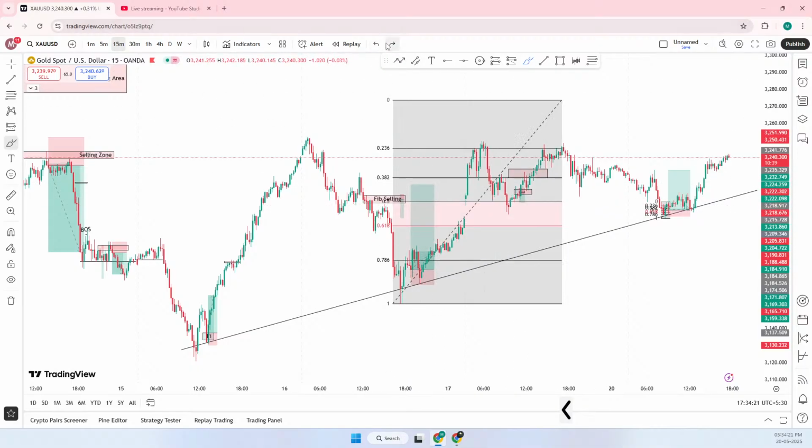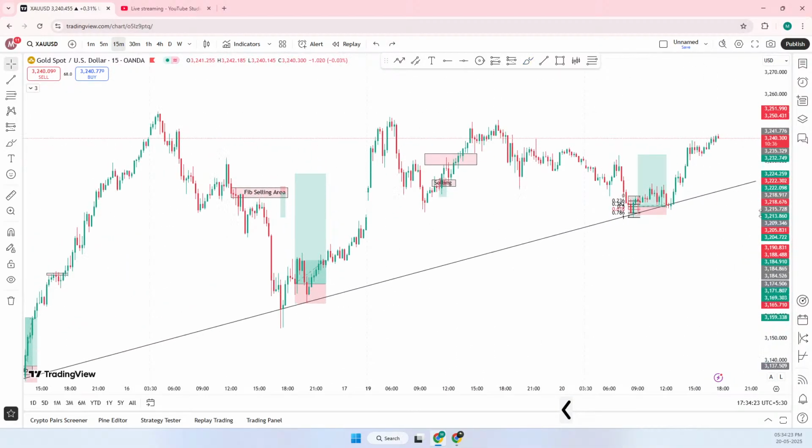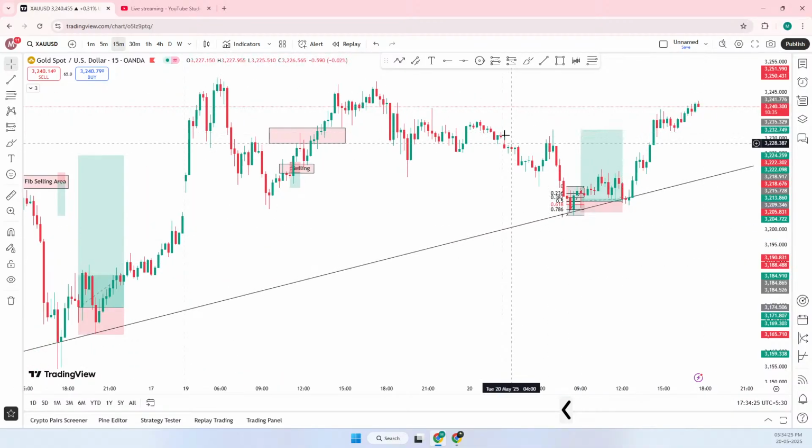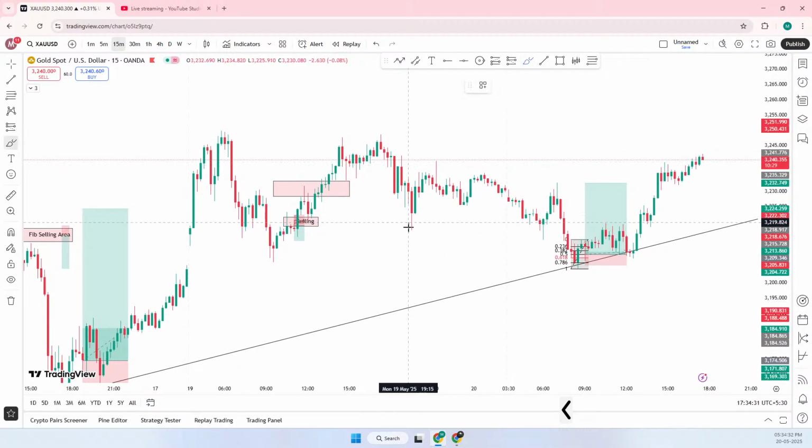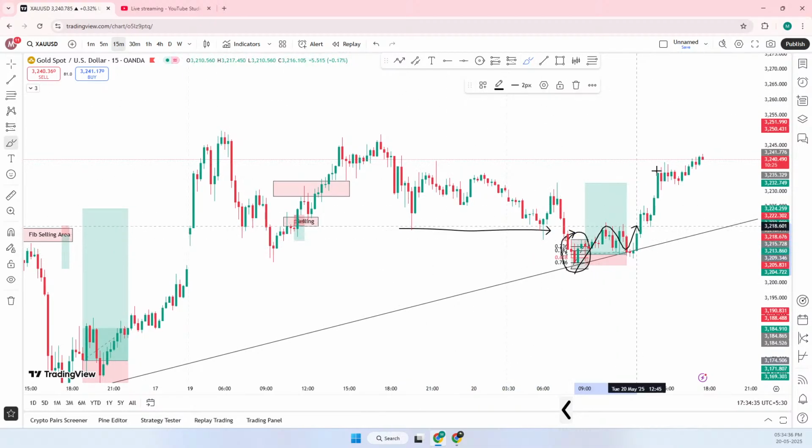Okay, so let's just delete this and move to today's session. You will see there is a session starting from here. This is today's session. What happened in today's session: you will notice there was a support here. This support was given a breakdown, then it reversed and retested and is going upside. So this is the current picture.